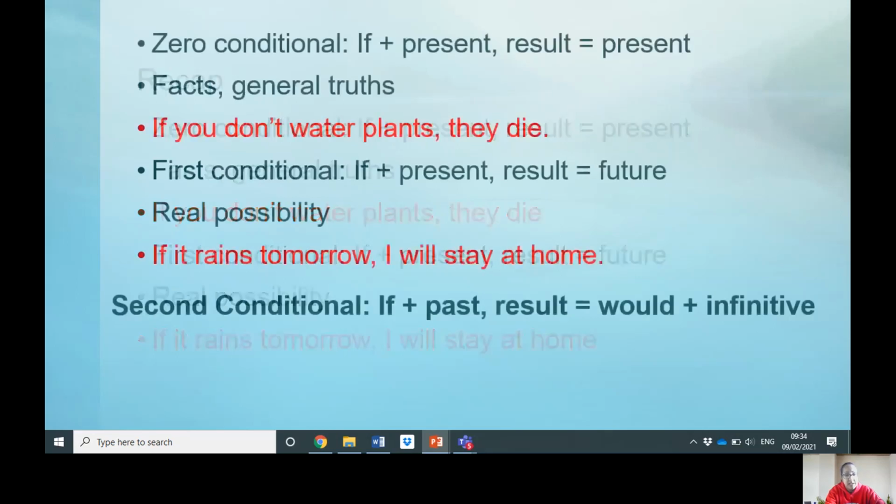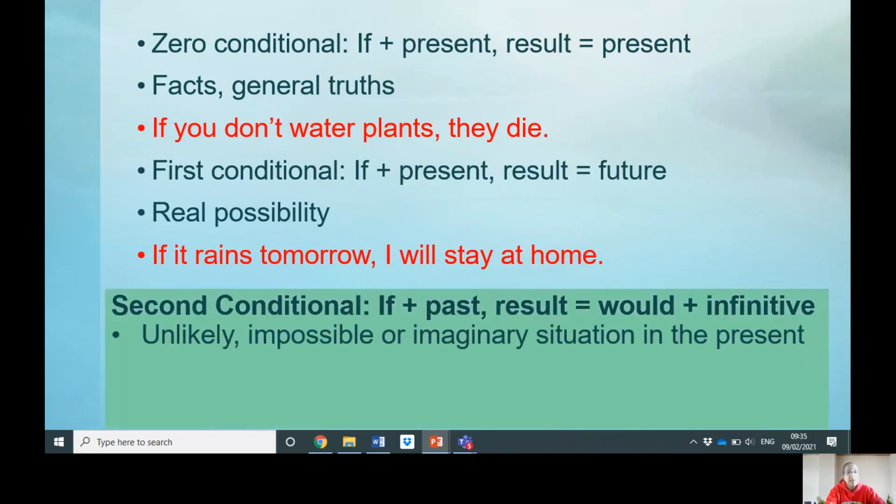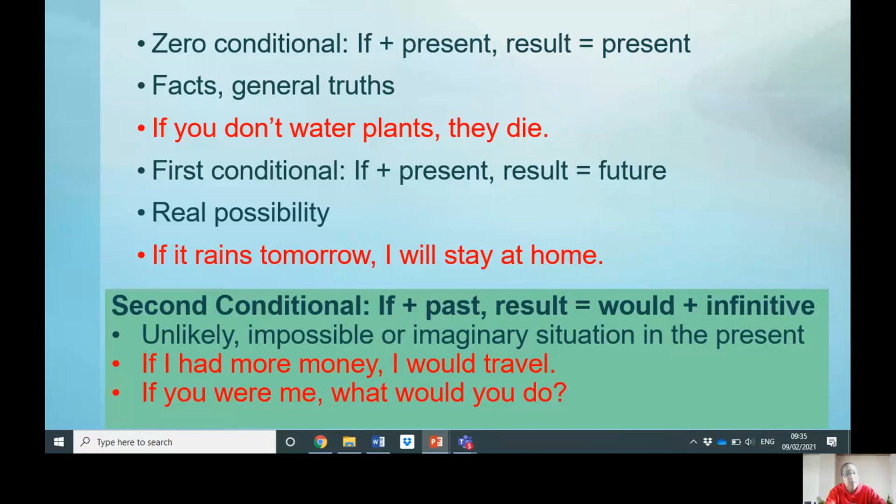The second conditional is formed with if and the past tense instead of the present. And the result this time is formed typically using would with the infinitive. It's used for unlikely, impossible, or an imaginary situation in the present, at the moment. For example, if I had more money, I would travel, but I don't have more money, so I can't travel right now. If you were me, what would you do? Now that's totally imaginary because you aren't me and you're never going to be me.